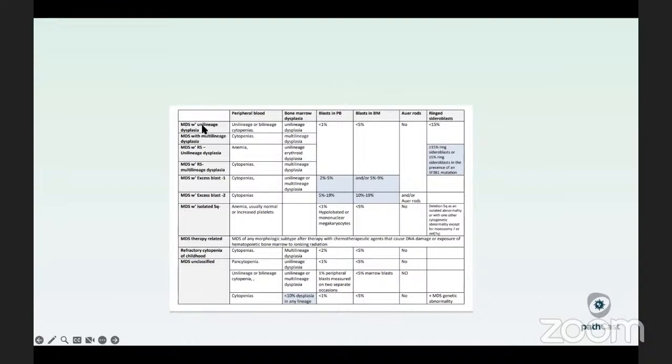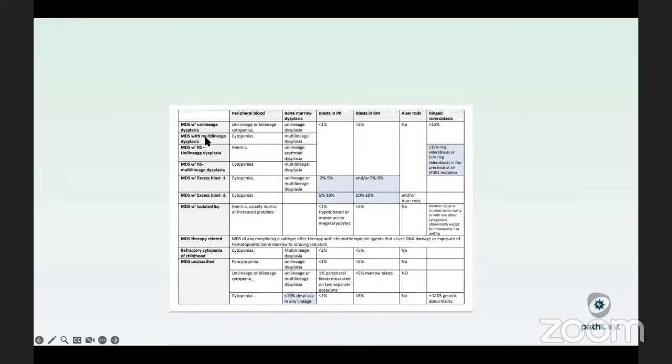So MDS with unilineage dysplasia means that we have at least one cell line dysplasia, and dysplasia means at least 10%, and we don't have a lot of blasts in the peripheral blood and less than 5% in the bone marrow, no Auer rods at all, and no ring sideroblasts. If we start to see ring sideroblasts, we call it myelodysplastic syndrome with ring sideroblasts and unilineage dysplasia. For the definition of ring sideroblasts, you have to find at least 15% ring sideroblasts in the aspirate smear, or more than 5% if we have the SF3B1 mutation. This mutation is important. You need to memorize it for your exam.